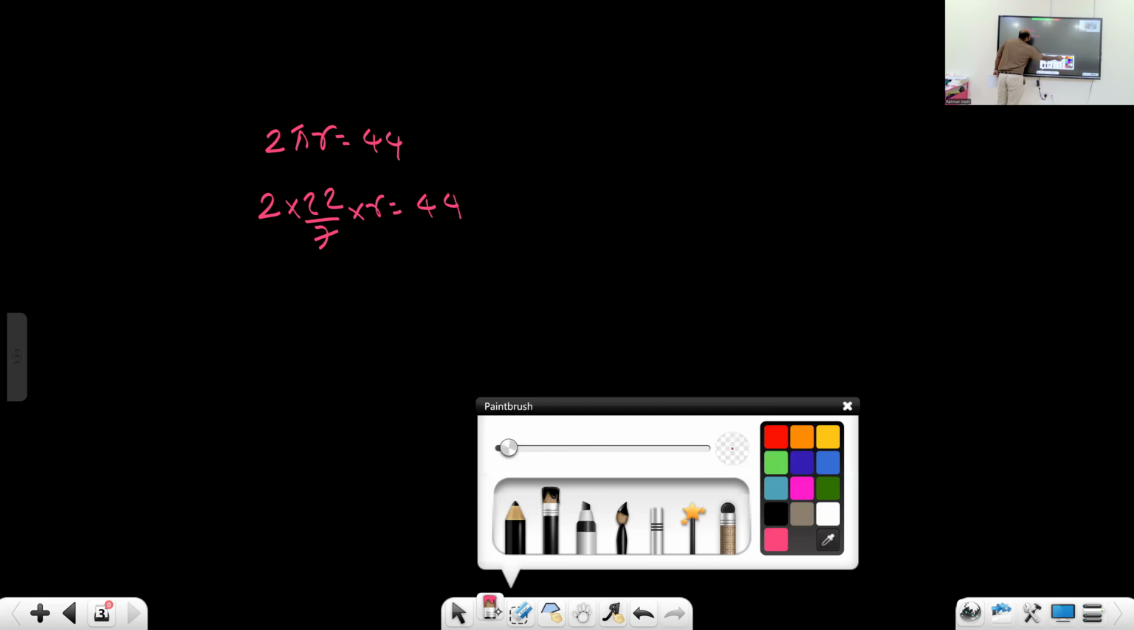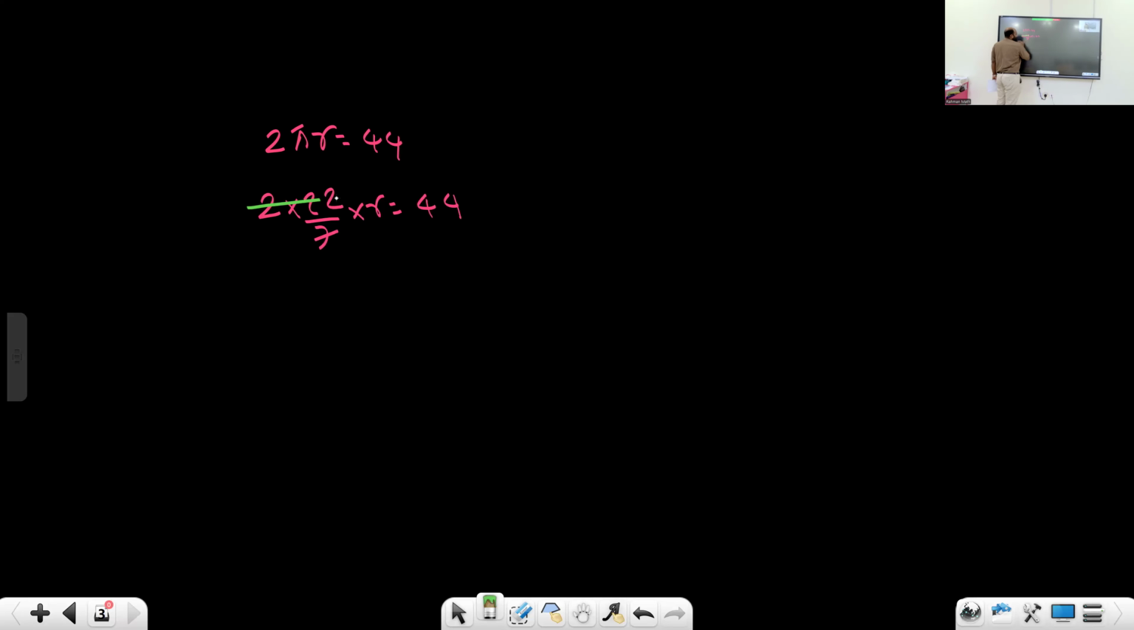Please find the radius. 2 into 22 by 7, 44. Question, little complication is there here. I'll tell you about it. 2 into 22 how much? 44, and 44 directly cancel. R equal to how much? 7 meter.